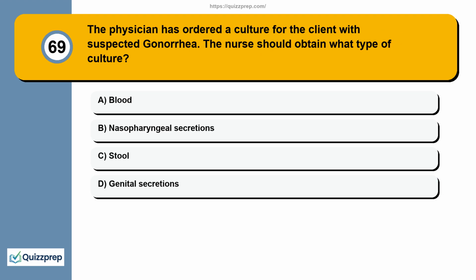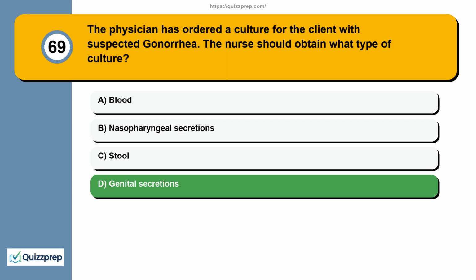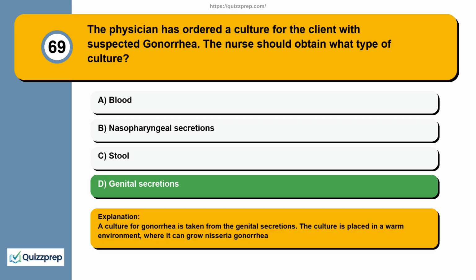Question 69. The physician has ordered a culture for the client with suspected gonorrhea. The nurse should obtain what type of culture? Blood, nasopharyngeal secretions, stool, genital secretions. A culture for gonorrhea is taken from the genital secretions. The culture is placed in a warm environment, where it can grow Neisseria gonorrhoeae.